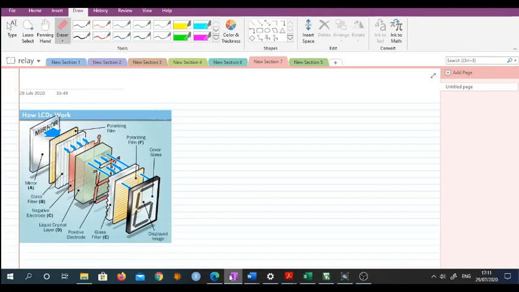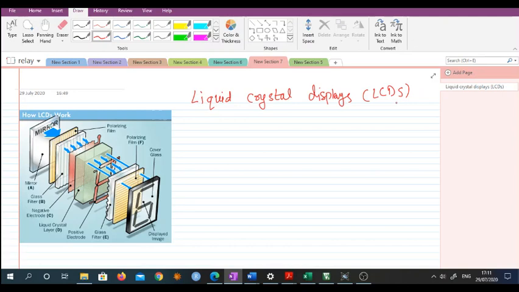Okay, students, today we will discuss liquid crystal display. So, in today's tutorial, we will discuss what are liquid crystal displays, LCDs. Okay, so it is one of the output devices.